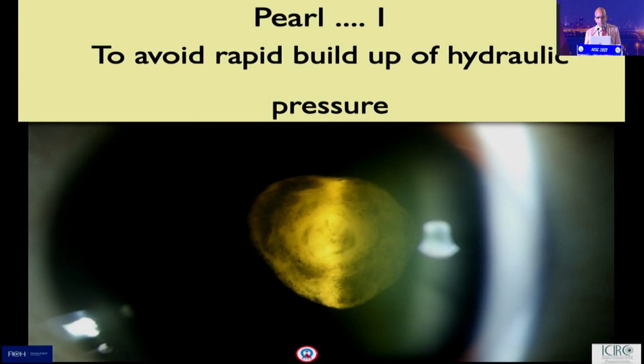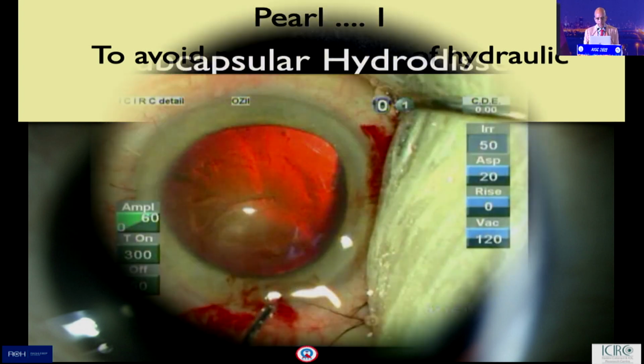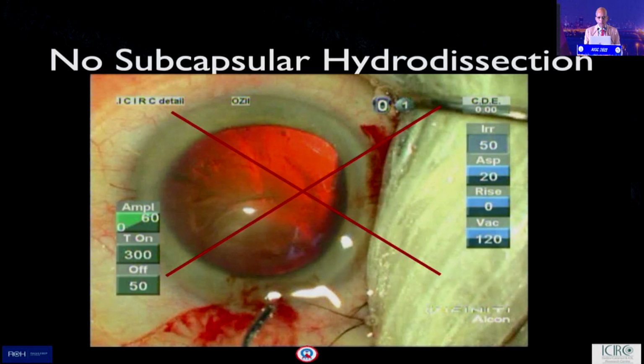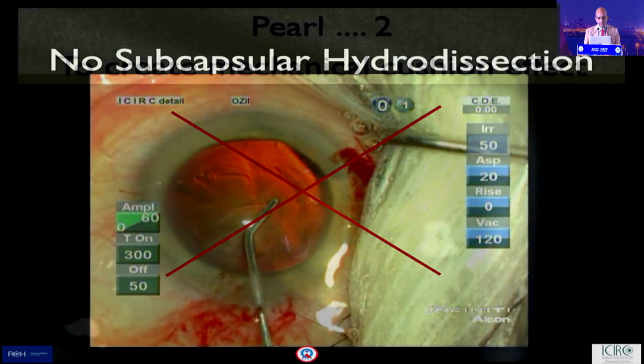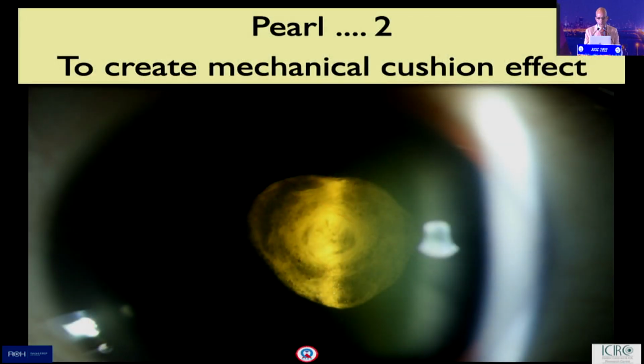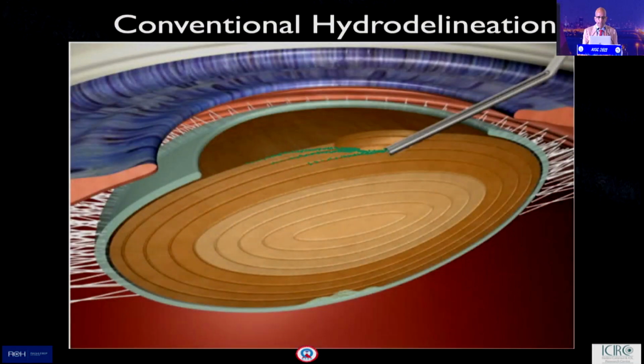I think if I had to give one number one pearl, I would say avoid the hydraulic rupture of this thin, fragile capsule, and that happens because the fluid is trapped in that critical compartment. So avoid the rapid buildup of hydraulic pressure and therefore hydraulic rupture, and it's common sense that you will not do cortico-cleaving hydrodissection or subcapsular hydrodissection. Second thing, it will be prudent to create a protective cushion effect for that fragile capsule, and if you can do that, it's not a 100% necessity, but it's a good idea, and I recommend that.